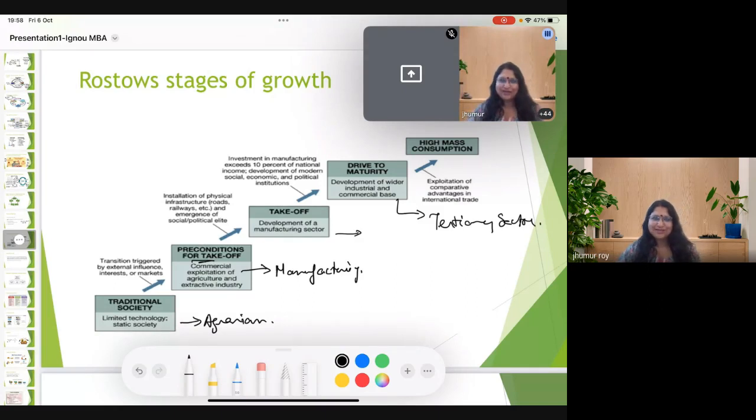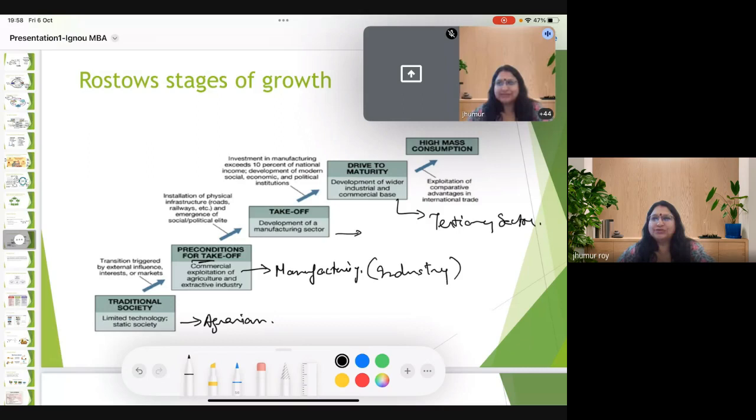Can some of you name some of the tertiary sectors? Let me see all the areas that you can name under tertiary sector. Can you put it in the chat if possible? You have basically three sectors of an economy. The first is agriculture, the second is industry, which is your manufacturing, and the third is the tertiary sector.